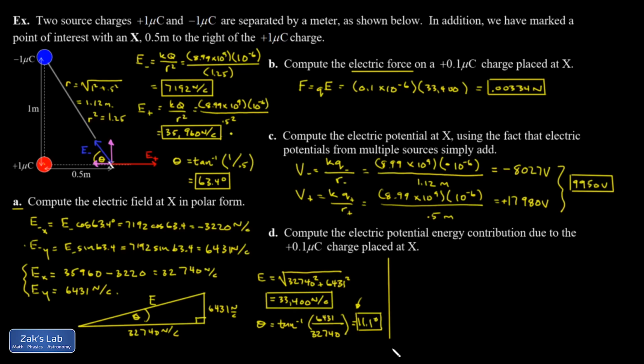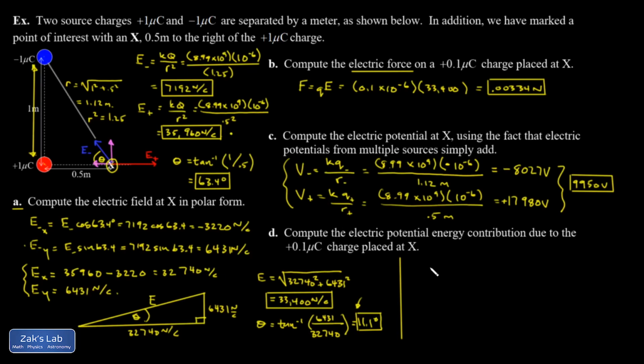Finally, in part D, we're asked for the electric potential energy contribution due to the presence of the 0.1 microcoulomb charge placed at the point of interest. Now that wording may seem a little bit curious to you, but what I'm trying to defend against here is the fact that there's also a potential energy contribution due to the interaction between the two source charges. So there's a big chunk of energy there, but we found the total potential now at the point of interest, and that takes into account the energy contribution of the charge sitting at that point due to both the positive and negative source charges. So it's just the potential energy of that test charge that we put in the mix, not the total potential energy of the three charge configuration.